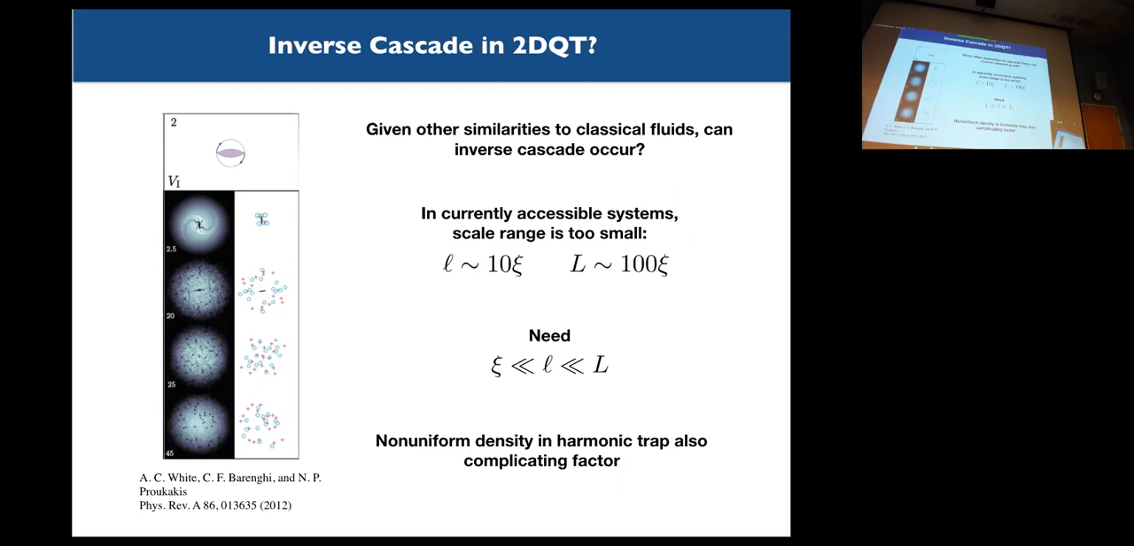Unfortunately, what was quickly realized is that these atomic condensates simply don't have the accessible range of length scales to see this kind of physics, because the typical intervortex spacing is maybe something like 10 healing lengths, and the macroscopic scale of the system is maybe 100. This is in stark contrast to superfluid helium, where there's an absolutely huge range of length scales between all these things. A further complicating factor is that often these systems are harmonically confined, so you have a non-uniform density that adds in complications as well.